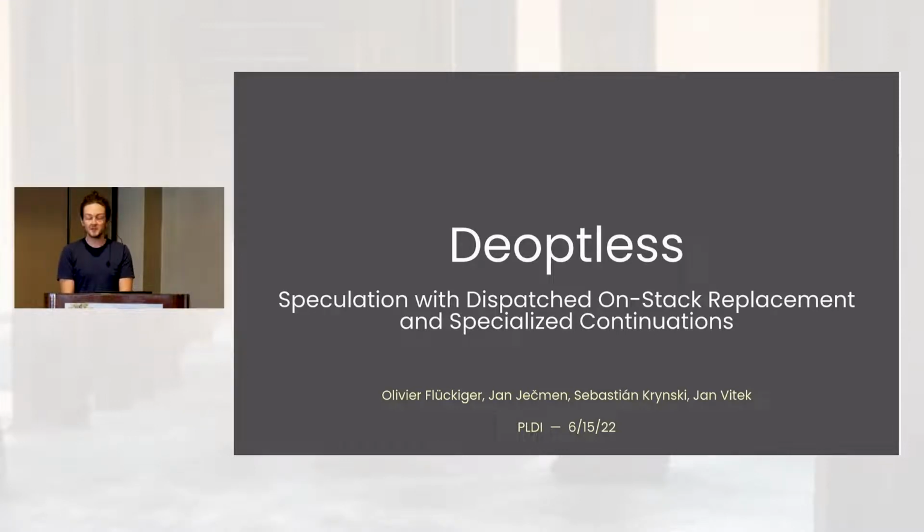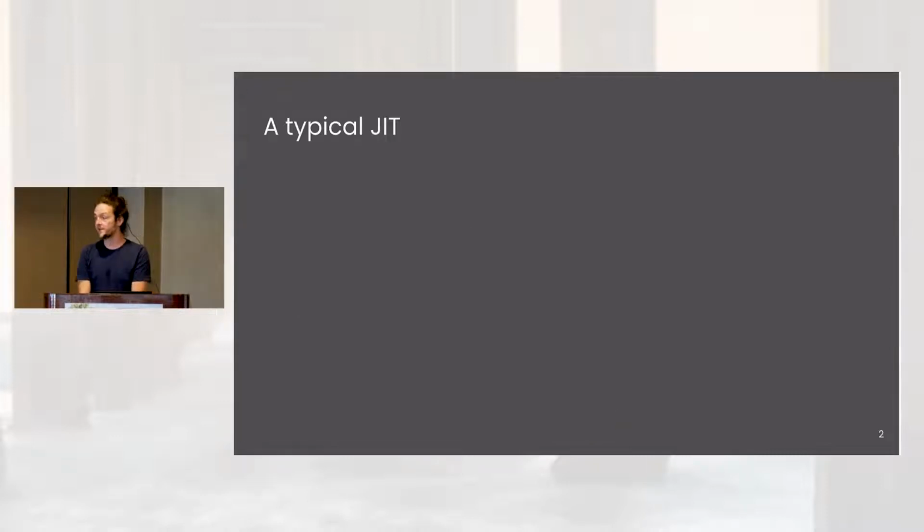Welcome. I will talk about Deoptless. Deoptless is a technique in a JIT compiler to avoid de-optimizing when there is an assumption failing. So let's start with a simple explanation of how a JIT compiler works.